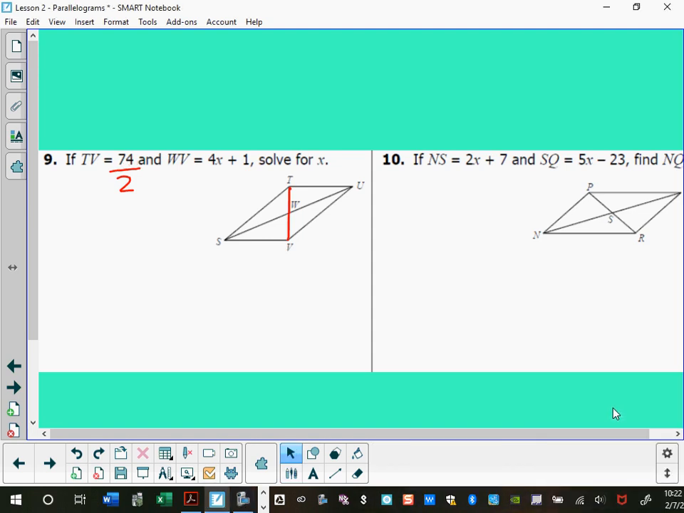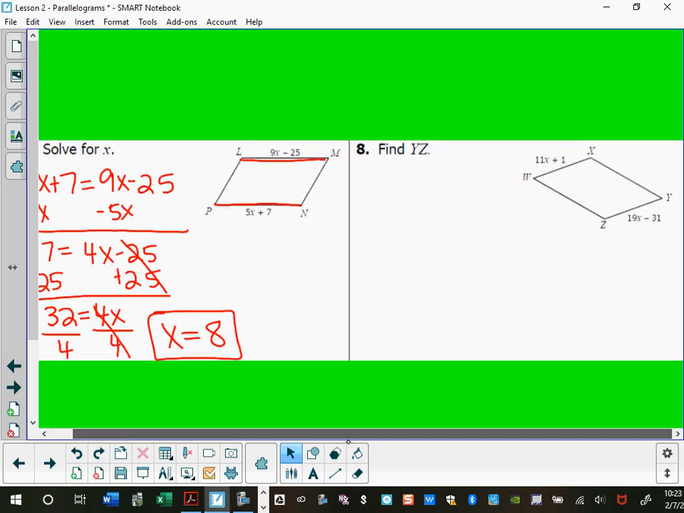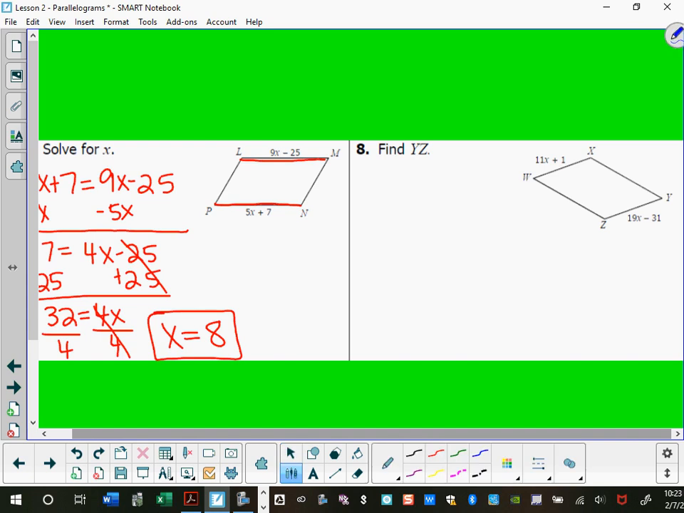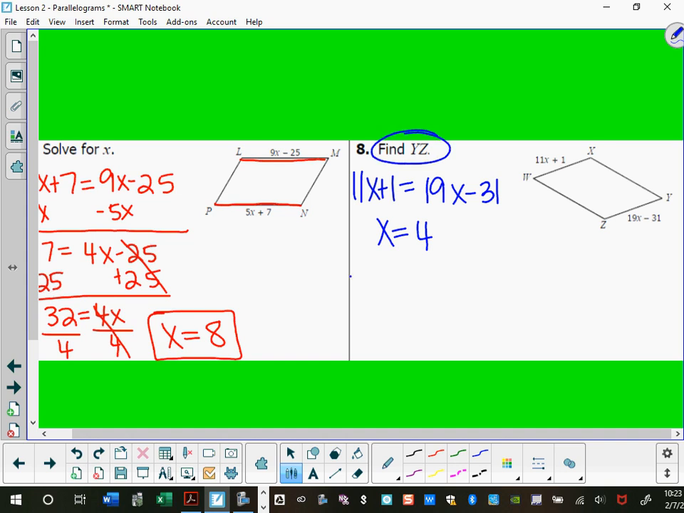All right, so we did 7, so let's go back to number 8. What did you guys do for number 8? Okay, so you did 11x plus 1 is equal to 19x minus 31, right? What did you guys get for x? You got 4, is that your answer? No, because they asked for YZ. So for YZ, we have 19 times 4 minus 31. So what did you get for YZ? 45?